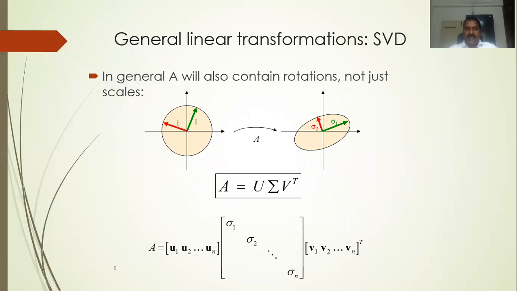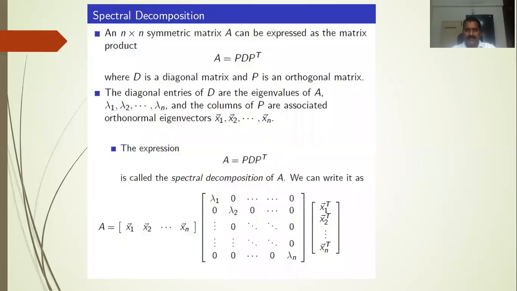In general, if it's a mere scaling, then it's eigen decomposition. If A also gives a rotation, then we go for a singular value decomposition. All these decompositions we'll see in each lecture. Now, the first lecture is on spectral decomposition.